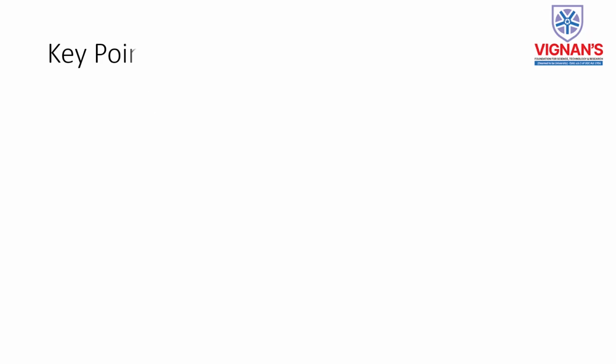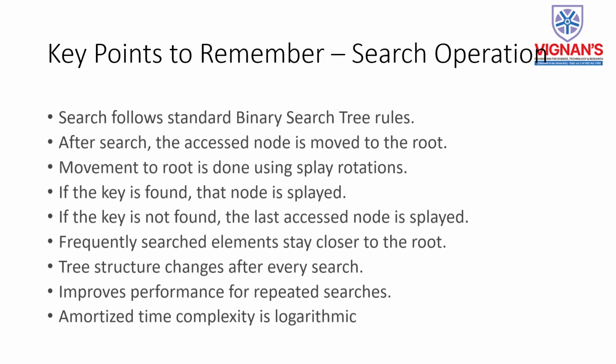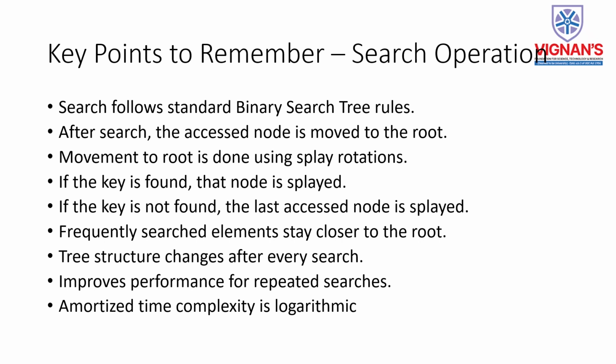The following are the important key points to remember while performing search operation. Search follows standard binary search tree rules. The search process compares the key with each node and moves left or right according to binary search tree rules. After search, the accessed node is moved to the root. Once the search is completed, the node that was accessed is brought to the root of the tree. Movement to root is done using splay rotations. The accessed node reaches the root by applying appropriate splay rotations.